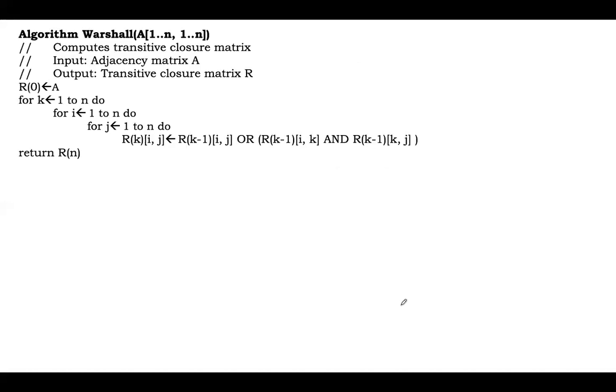So Warshall's algorithm is as follows. Input is an adjacency matrix and output is the transitive closure matrix R. Input is the A matrix, output is the R matrix, the transitive closure matrix. So this algorithm computes the transitive closure matrix for the given adjacency matrix. R0 is the first stage. A is nothing but R0, our first stage. And we have 3 for loops: K equal to 1, I equal to 1, J equal to 1, up to N.